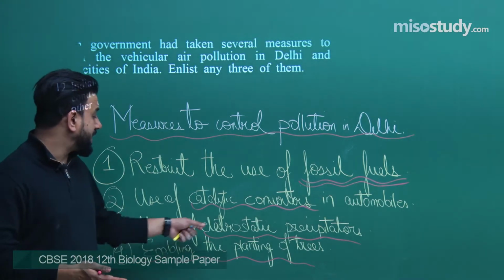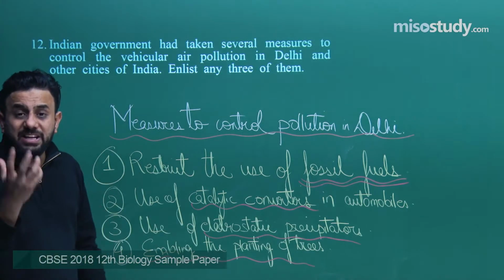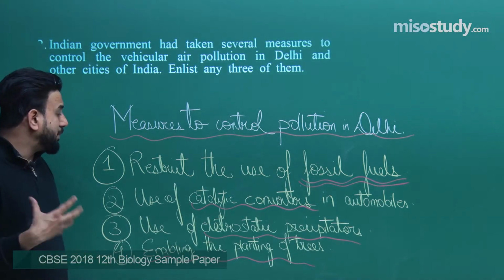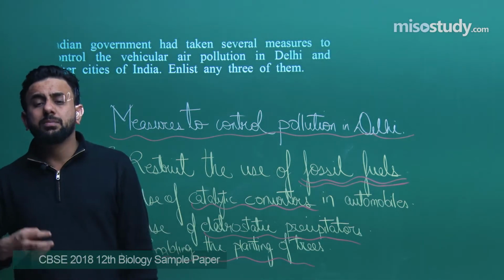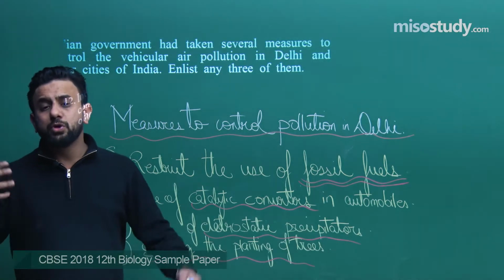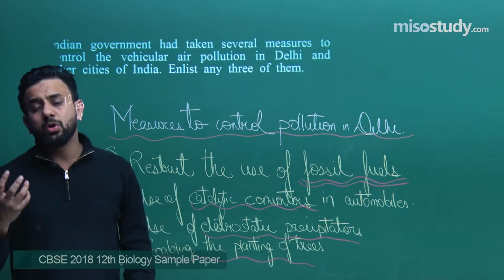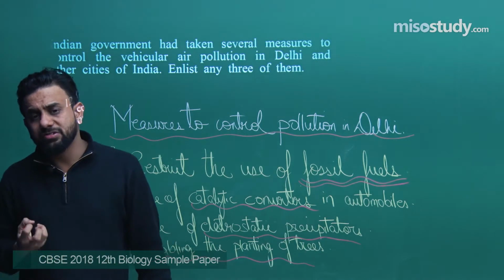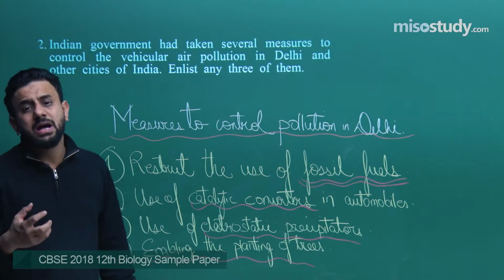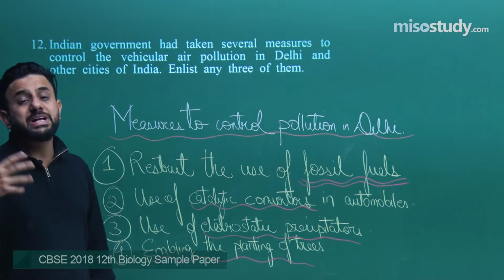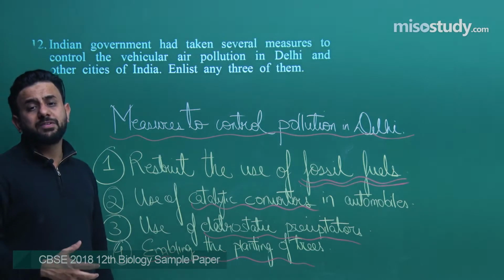This removes that particulate matter and converts it into a less toxic substance. Got it? Fourth one, enabling the planting of trees. Definitely, the more you plant trees, the more beautiful the environment will be, the safer the environment will be, because these plants take in carbon dioxide, which is again a harmful gas, and give out oxygen, which is what we require for our respiration, which cleans and purifies the environment.